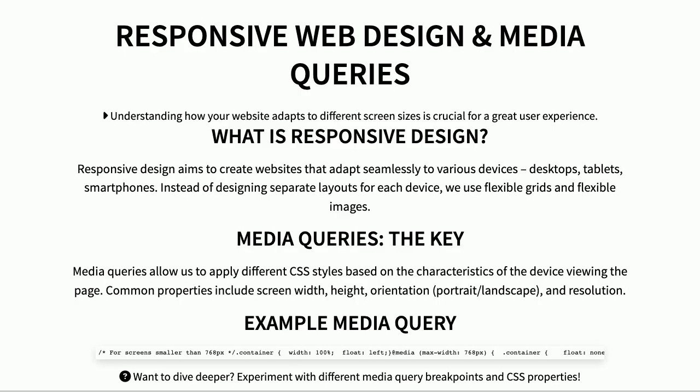The real magic happens with media queries. These are CSS rules that let us apply different styles depending on things like screen width. Think about it: when a website is too wide for a phone screen, you want the elements to stack vertically, right? Media queries allow us to do exactly that. The example code shows how we can use a breakpoint of 768 to stack elements instead of floating them side by side. Experimenting with different breakpoints and CSS properties is key to mastering responsive design.